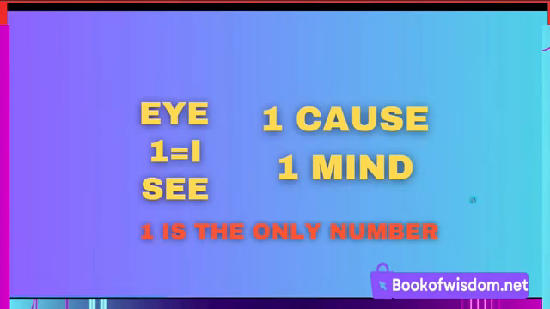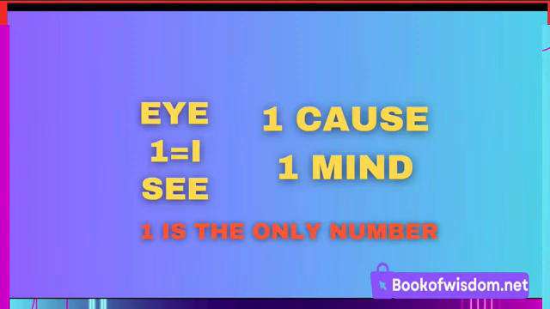1 is the only number. 1, 2, 3. Everything goes up in ones because there is only one. Doesn't matter how far you go down the line with numbers, all of their numbers are created by 1 because there is only one. So me and you are the exact same consciousness expressed in different bodies.